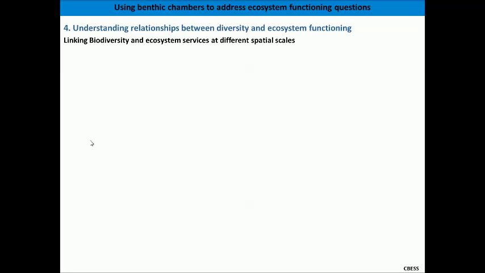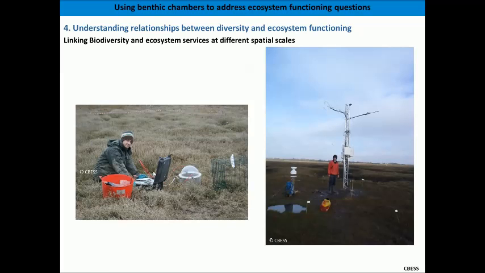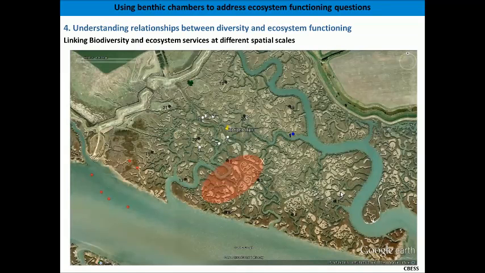The last study I'll illustrate is linking biodiversity and ecosystem services at different spatial scales, and this is done in the CBEST project. This time, the benthic chamber measurements have been coupled to an eddy covariance tower, which also measures CO2 fluxes, but over a much higher spatial scale. This is one of the sites where it is carried out. On the salt marsh areas, each point represents a quadrat where the benthic chambers were deployed. The cross shows where the eddy covariance tower is, and the red area is the footprint over which it is measuring CO2 fluxes.